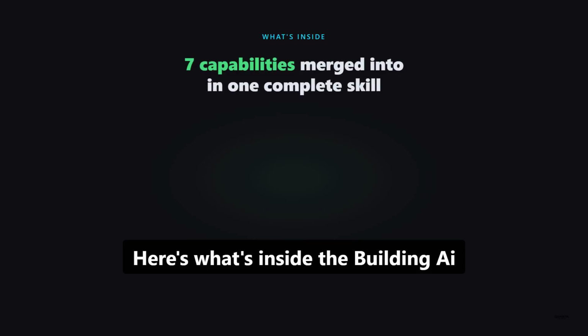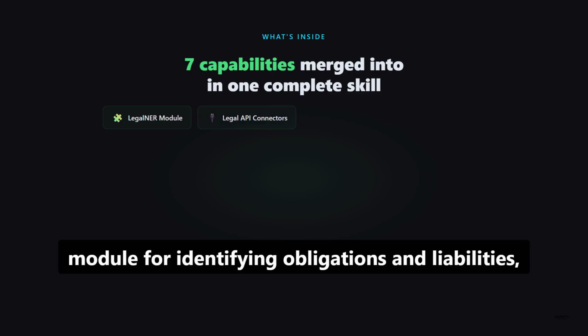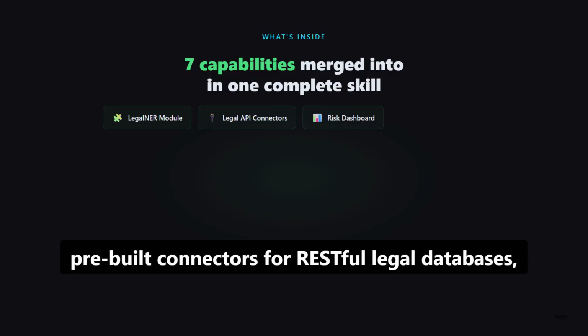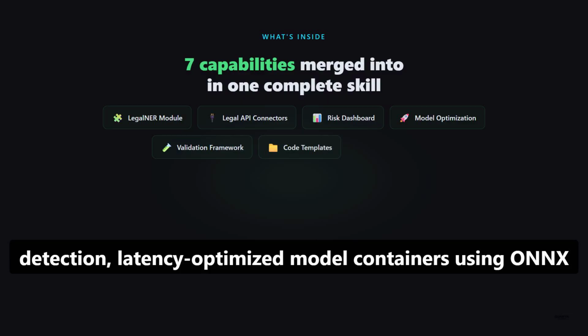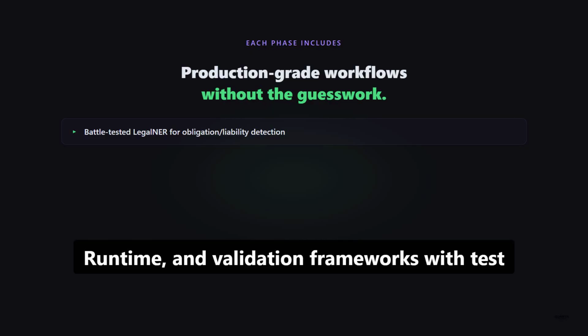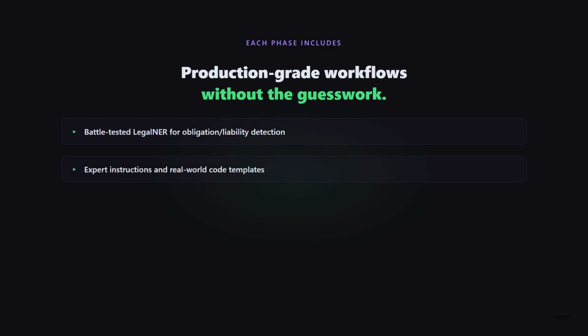Here's what's inside the Building AI Contract Analyzer skill: a battle tested legal NER module for identifying obligations and liabilities, pre built connectors for RESTful legal databases, interactive risk scoring dashboards with anomaly detection, latency optimized model containers using ONNX Runtime, and validation frameworks with test suites from real Fortune 500 contracts.